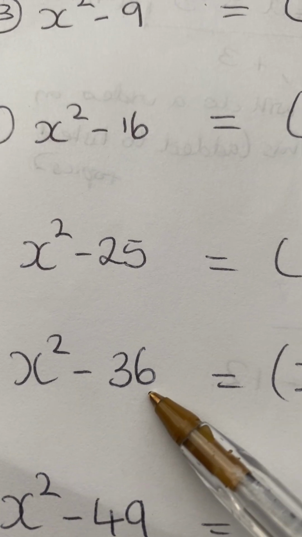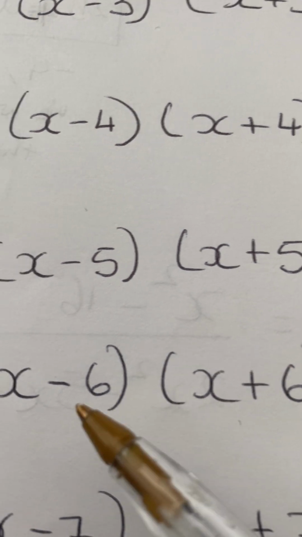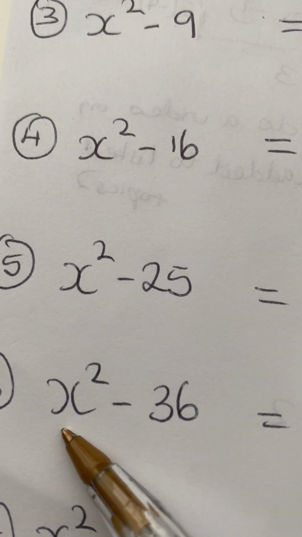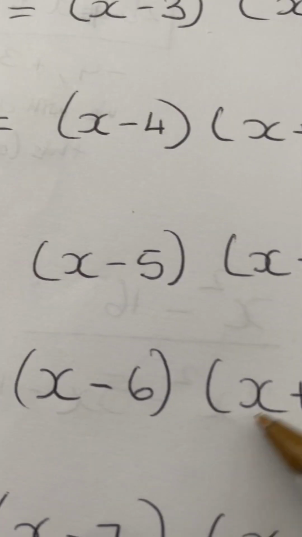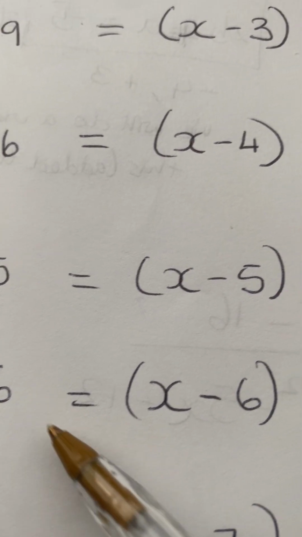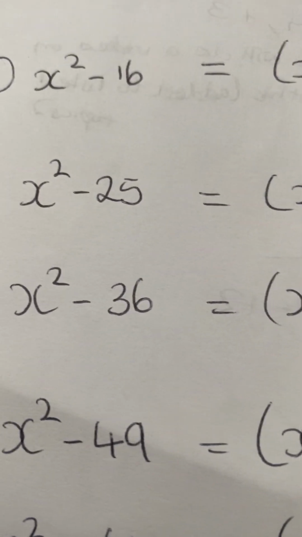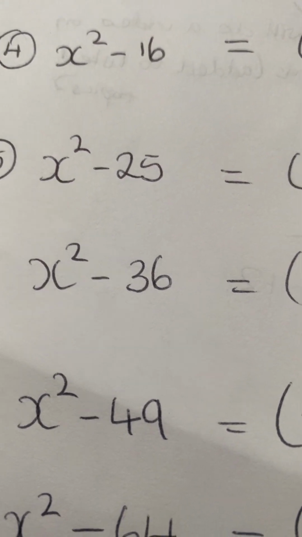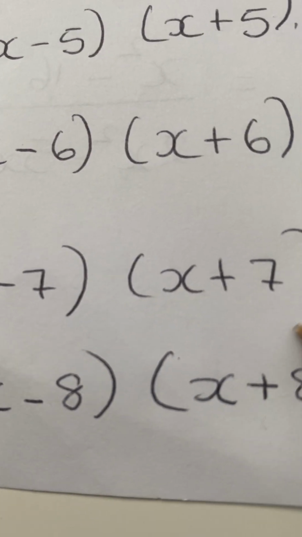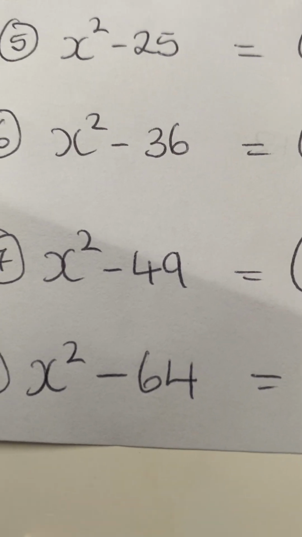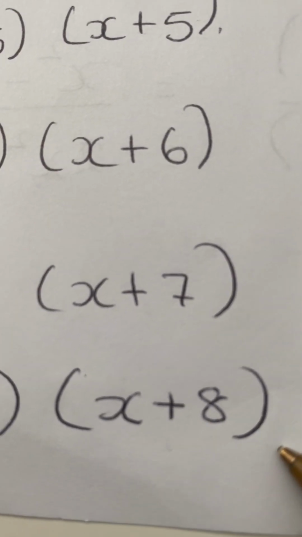x squared minus 36 will be x minus 6, x plus 6, because 6 times 6 is 36, and the square root of 36 is minus 6 and plus 6. x squared minus 49 here is x minus 7, x plus 7. x squared minus 64 is x minus 8, x plus 8.